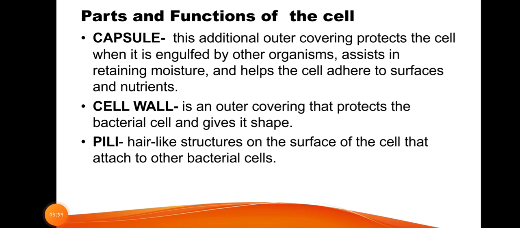Next is the capsule. This additional outer covering protects the cell when it is engulfed by other organisms, assists in retaining moisture, and helps the cell adhere to surfaces and nutrients. Next, the cell wall is an outer covering that protects the bacterial cell and gives it shape. Next is pili, hair-like structures on the surface of the cell that attach to other bacterial cells.